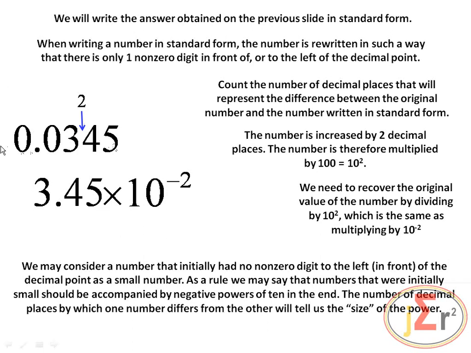So this is a small number because it has 0 point and then the decimal. So this one is called small. Any number that has a 0 then point something is a small number. In the end, that one will have to be accompanied by a negative power of 10. So as soon as we see this, we know that it's a negative power. Then the size of the power, how many decimal places this one differs from this one by, will tell us the number that we place right here.